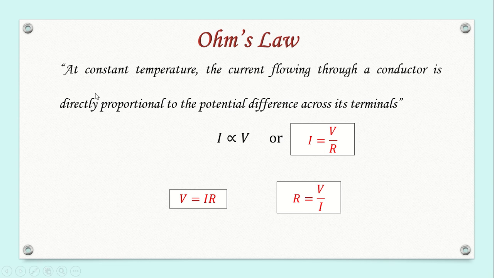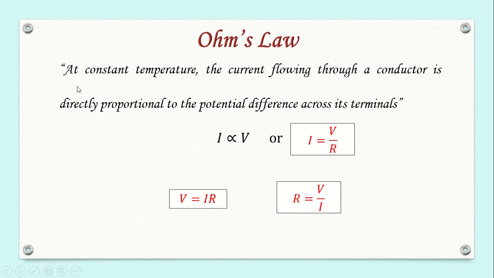Ohm's law is stated as: at constant temperature, the current flowing through a conductor is directly proportional to the potential difference across its terminals. The term "at constant temperature" is very important. Without this, Ohm's law is not correct. Ohm's law will hold good only if the temperature remains constant. If we state Ohm's law without this part, it will be wrong.